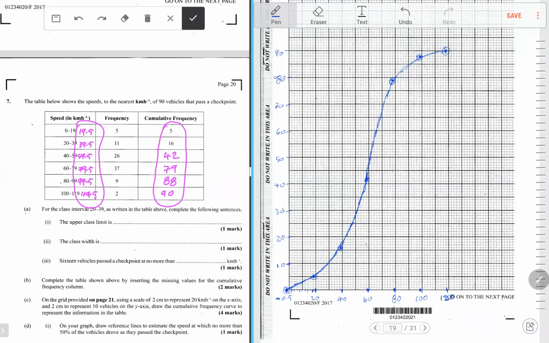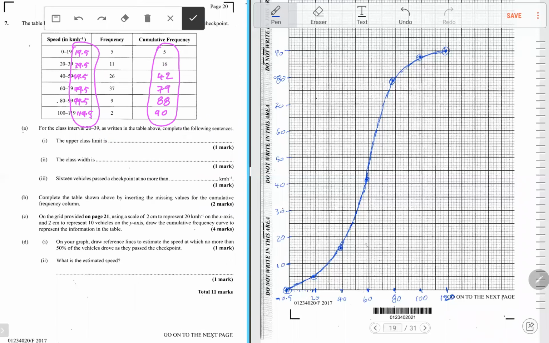Alright, that's it. So that's the cumulative frequency curve. It has the right shape, like that. Now they want us to answer some questions from it. Let's look at the questions down here.